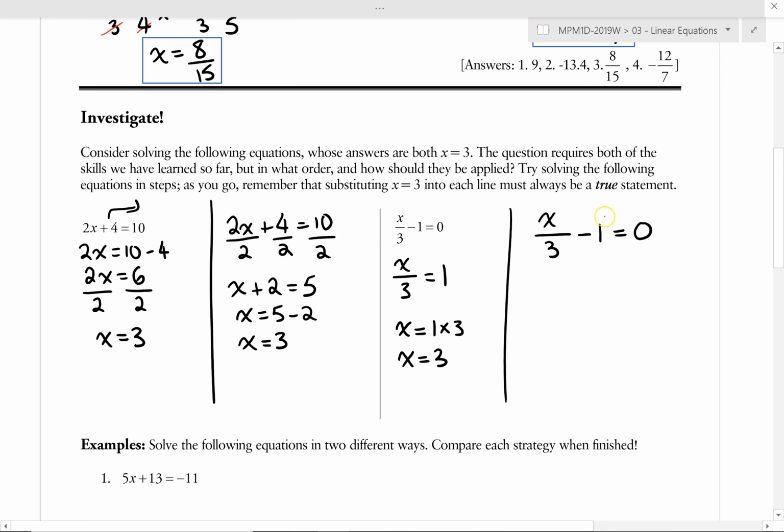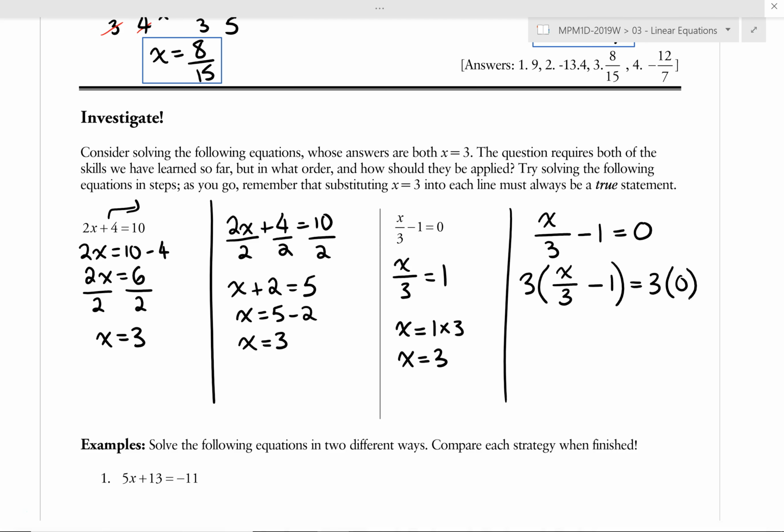If we're going to multiply the left side by 3, what we're really doing is 3 times everything that's there. X over 3 minus 1 is equal to 3 times 0, which is on our right side, which we know is just going to be 0. But now look what we have to do.